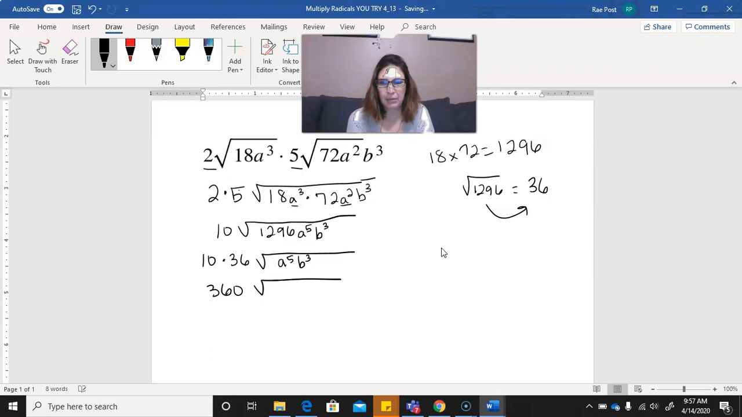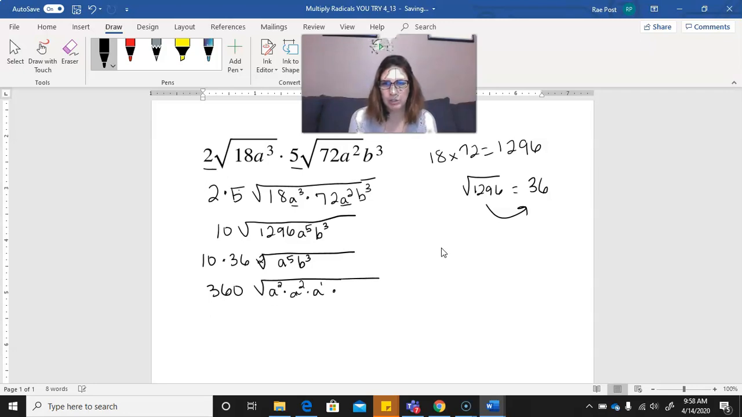Another thing I wanted you to look into doing, and I know this is where some of you got stuck, is that a to the fifth is not a perfect square. B to the third power is also not a perfect square. Remember, this is an index of 2. This is just a regular square root. That means you need to pull out groups of 2. So I know that a to the fifth is the same as a squared times a squared times a, right? Because you have 5 a's. A squared times a squared is a to the fourth, and then another one would give you a to the fifth. And then you have 3 b's.